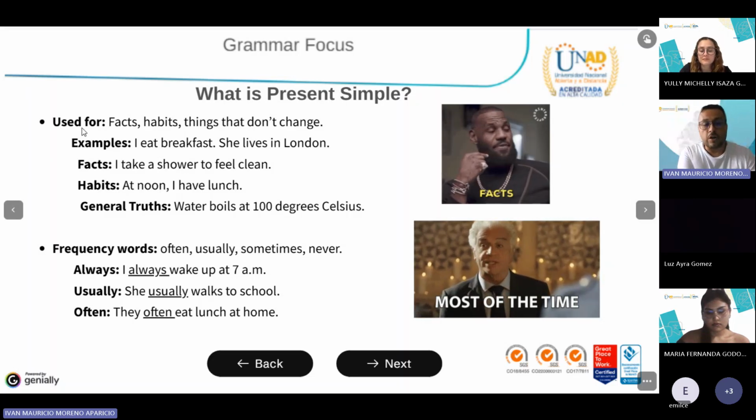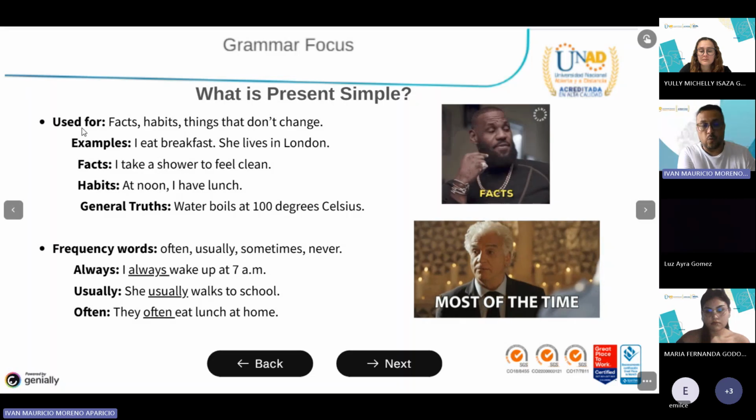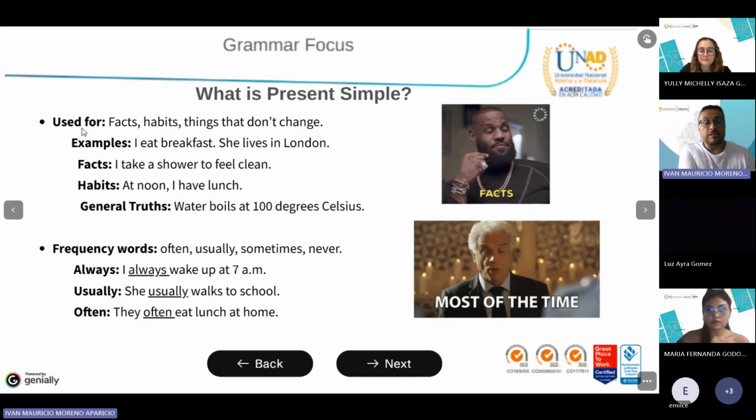She usually walks to school, right? She usually walks in this case. I am using the third person, so I have to modify walk by walks. I have to add the S. We have some specific rules to talk about this.